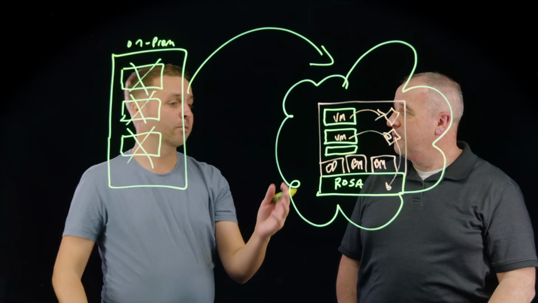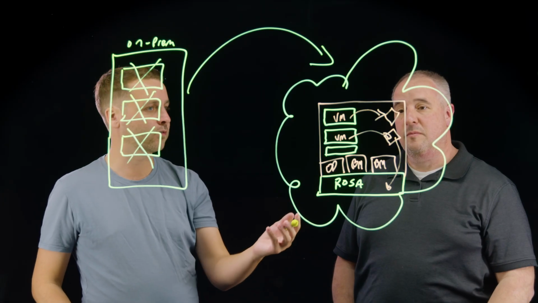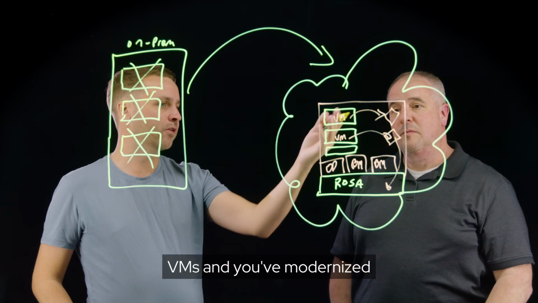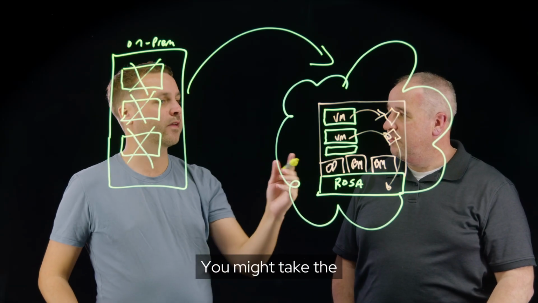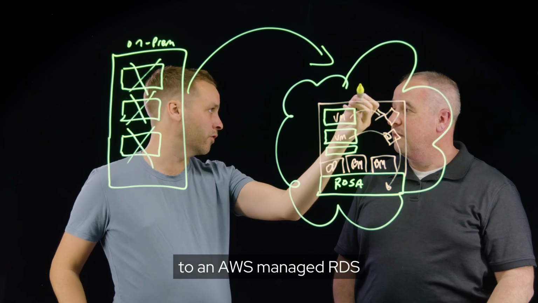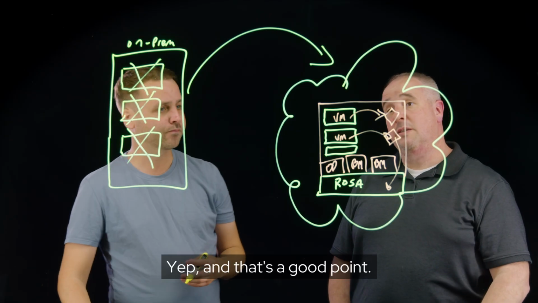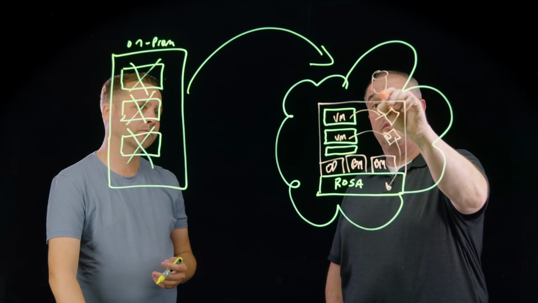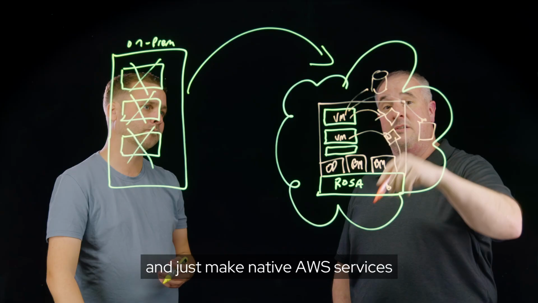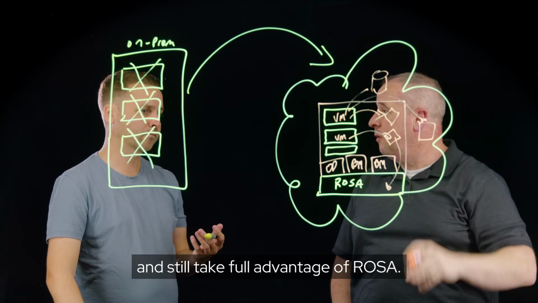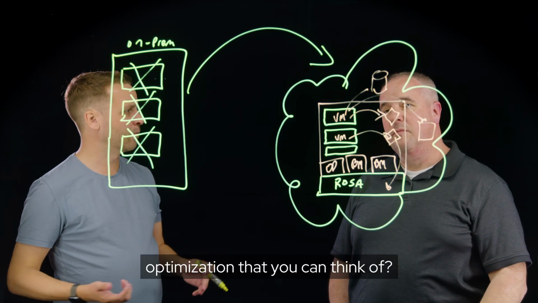At the same time, we've also got the benefits of the integrations between ROSA and the other AWS services. So as you move your VMs and modernize to containers, you might not move the entirety of the VM to a container. You might take the database and offload that to an AWS managed RDS instance, for example. That's a good point. You can start to take your databases out, and if you want to use S3 for storage, you can take those parts out and use native AWS services and still take full advantage of ROSA. That's brilliant. Are there any other thoughts in regards to cost optimization that you can think of?